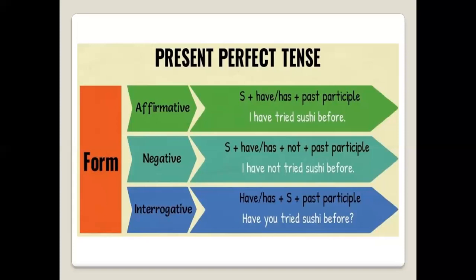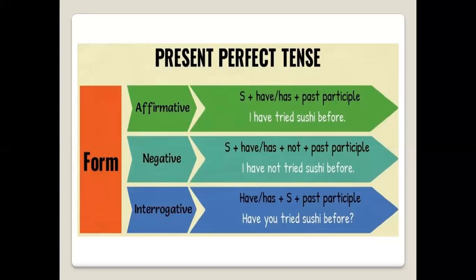In the negative case, we will just add not. So it will be subject plus have not or haven't, has not or hasn't, plus past participle. If I want a question form or interrogative form, we will start with the auxiliary verb have or has, plus subject, plus past participle or verb 3, switching between subject and auxiliary verb. Have you tried?